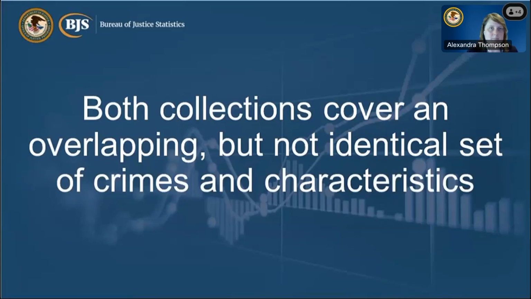But as Kim mentioned earlier, these two data sets are meant to be complements of each other, and you can use both together to get a broader understanding of what's happening with crime in the United States. We like to say that both collections cover an overlapping but not identical set of crimes and characteristics, because there is a lot in common between the two of them, but also some key differences.